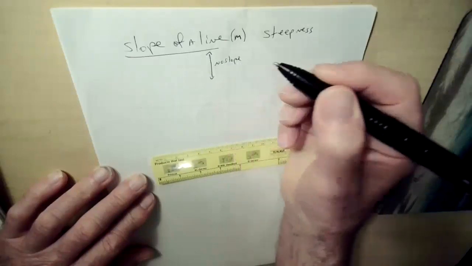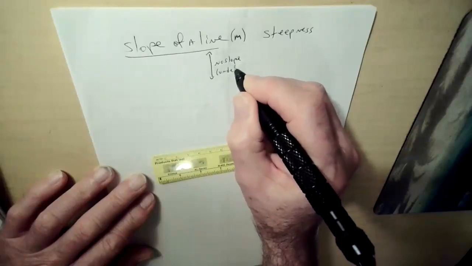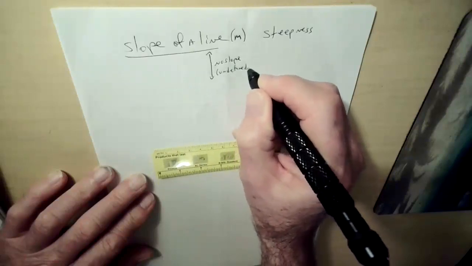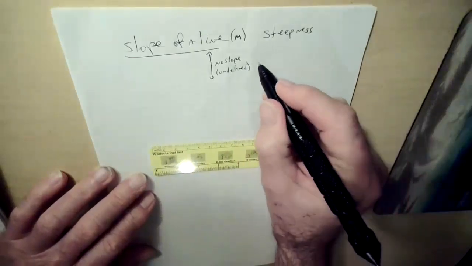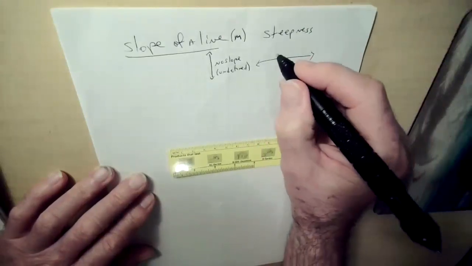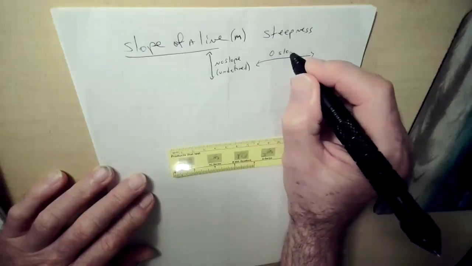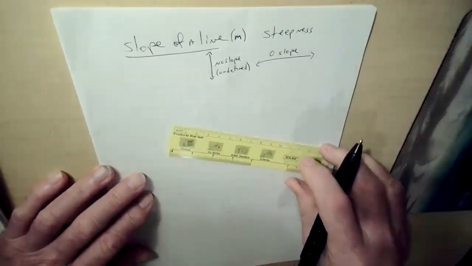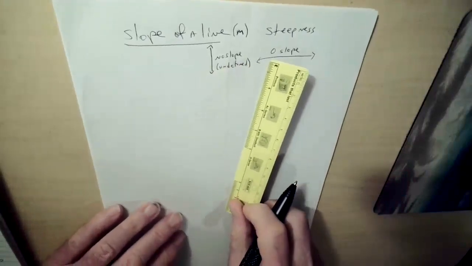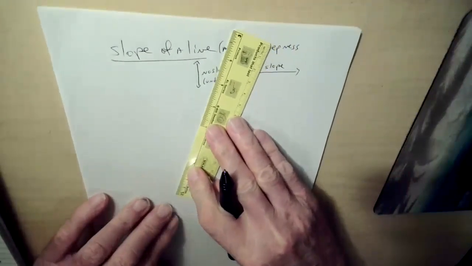Okay, I'm going to irritate you with this from time to time. There's no slope, or you can also say undefined. Undefined slope. Horizontal line is 0 slope.